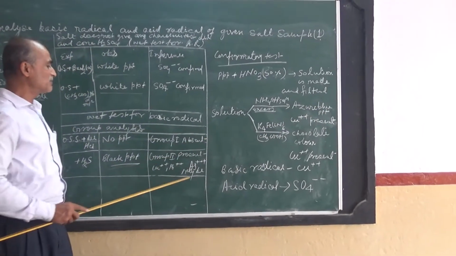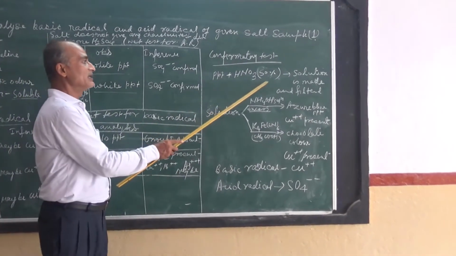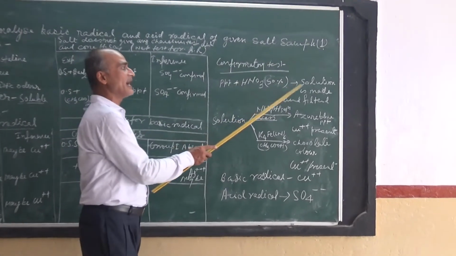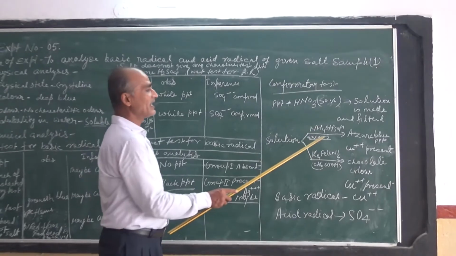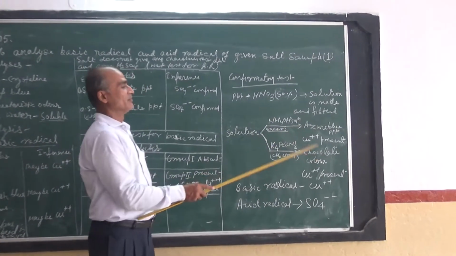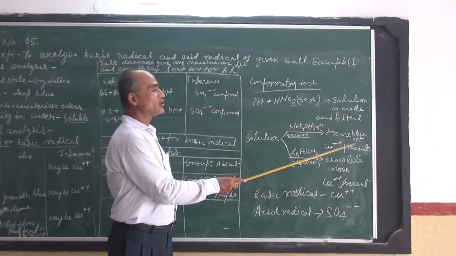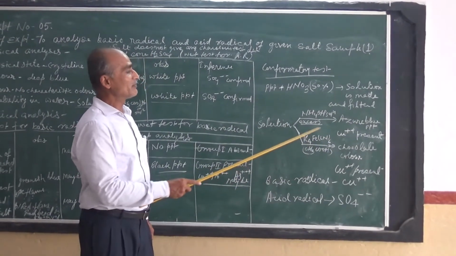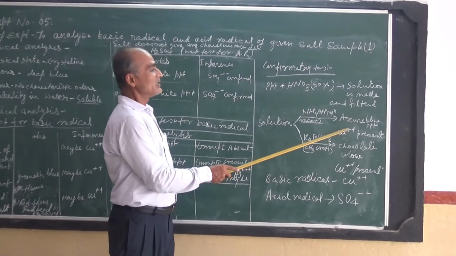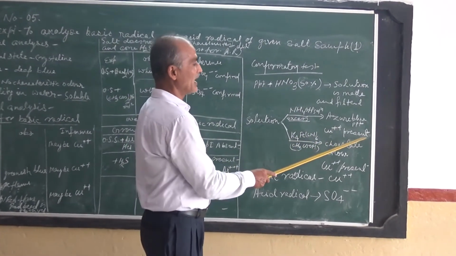Here we take this black precipitate, make its solution in 50% nitric acid, and add ammonium hydroxide solution to this solution. It will give you an azure blue precipitate, which confirms that the given salt contains the cupric ion.